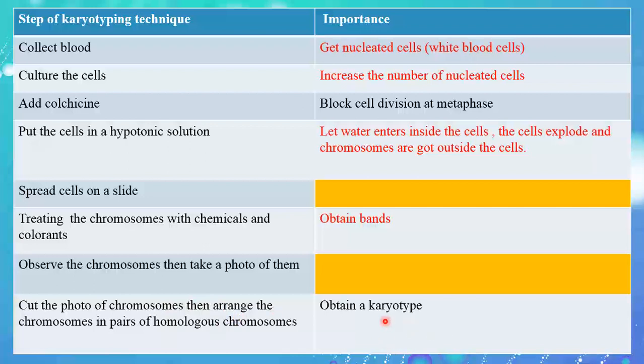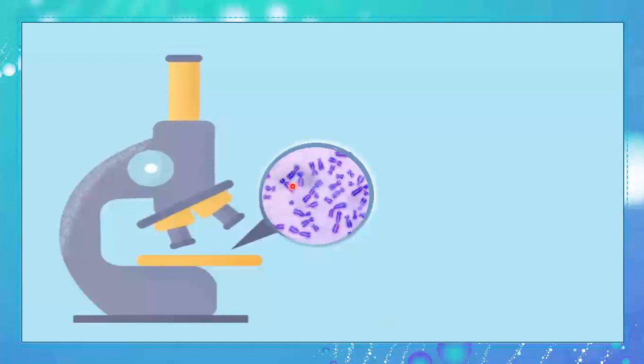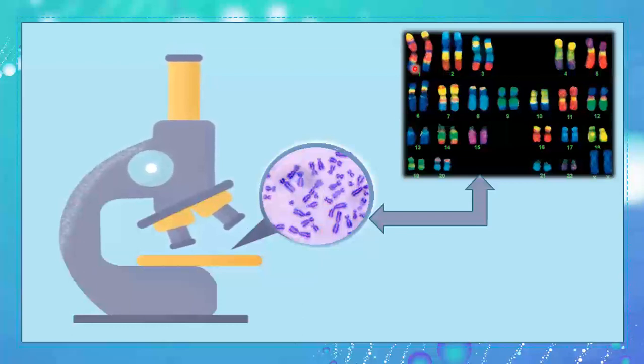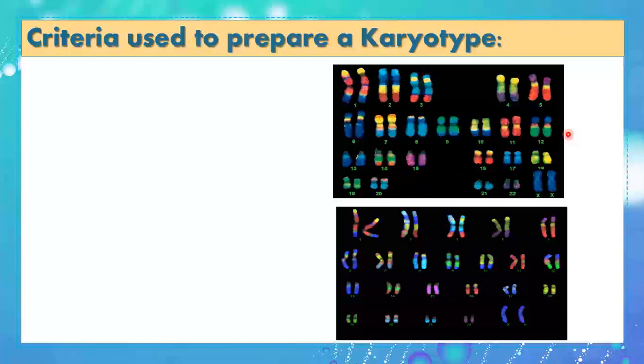Now here's the new question. If you're seeing those chromosomes under the microscope separated in this form, how are they being karyotyped? How are they being arranged in a karyotype? Let's start by observing the following karyotypes in order to find the criteria used to prepare a karyotype.